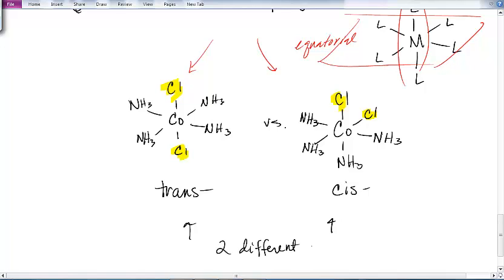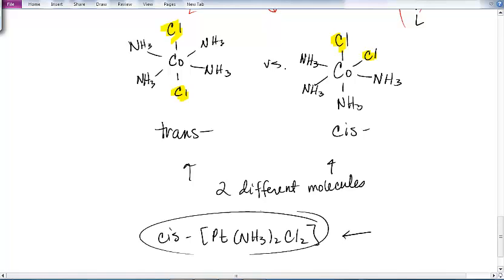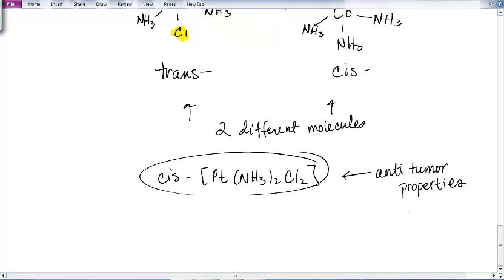They have different properties. So, just as an example, there is something known as cisplatin, Pt(NH3)2Cl2. This particular molecule has anti-tumor properties. It actually can make tumors grow smaller. Turns out if you have the trans version of it, the trans version has absolutely no anti-tumor properties. They are different molecules. They exhibit different behaviors and properties.